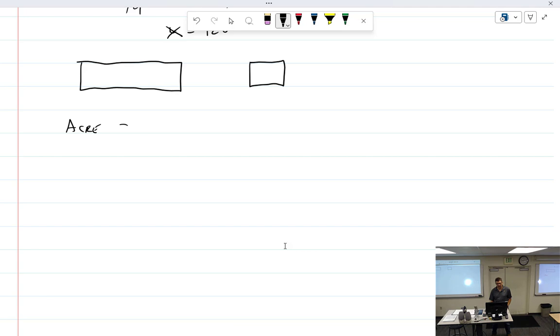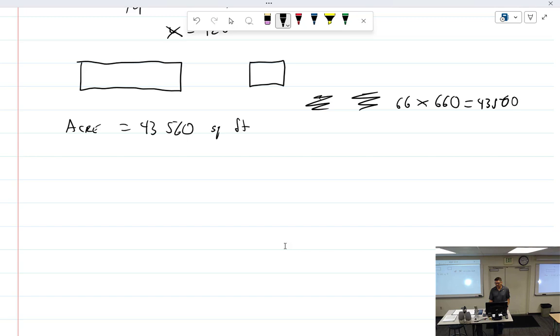So if I had this question that said an acre equals 43,560 square feet. What are the dimensions of a square? I believe it was 66 times 660. 66 times 660 equals 43,560. So that's what the problem says. If a parcel of land measures 66 by 660 is 1 acre, 43,560, then what is a square one?